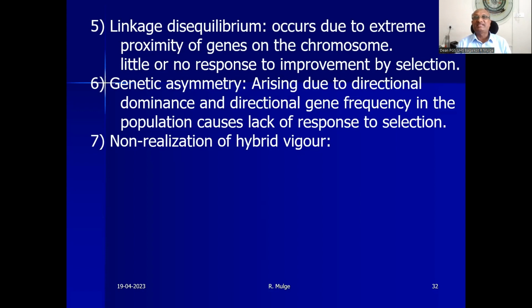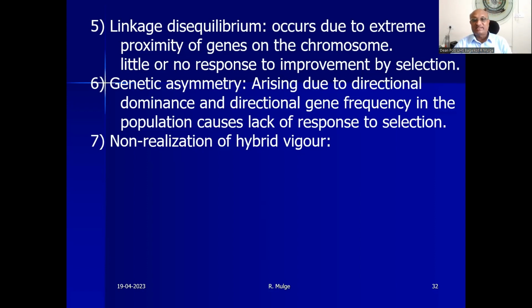Then genetic asymmetry, arising due to directional dominance and directional gene frequency in the population, causes a lack of response to selection. It's population improvement for multiple gene controlled characters, specifically for yield. After some time, there is no response to selection for yield. It's because of genetic asymmetry. There is directional dominance only, and the gene frequency is only on one side. Whatever is there, you have exploited, and subsequently you don't get further response.